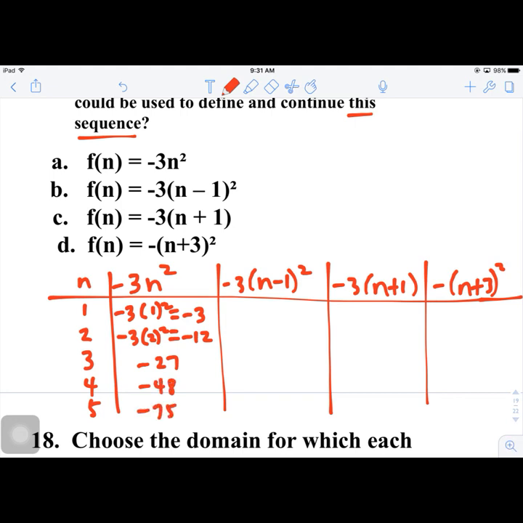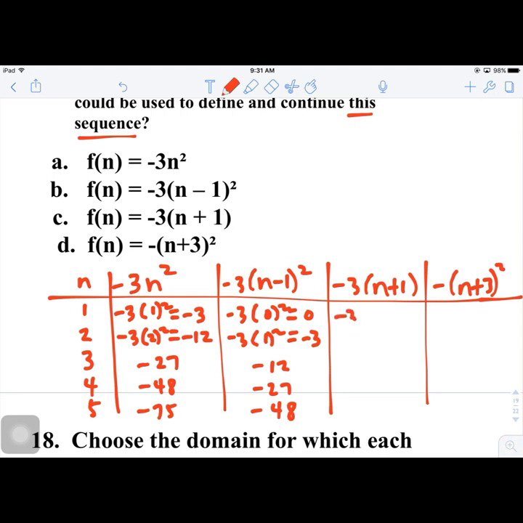And then same thing here. We're going to have 1 minus 1, which is 0 squared. That's going to give us a 0. Negative 3 times 2 minus 1, which is 1 squared, is going to give us a negative 3. And if you continue, you should get negative 12, negative 27, negative 48.